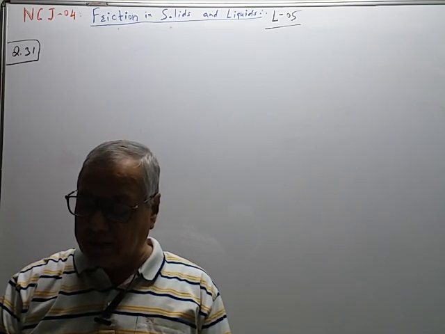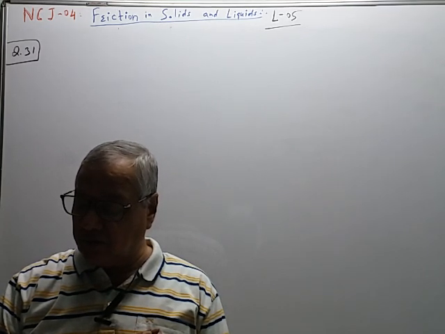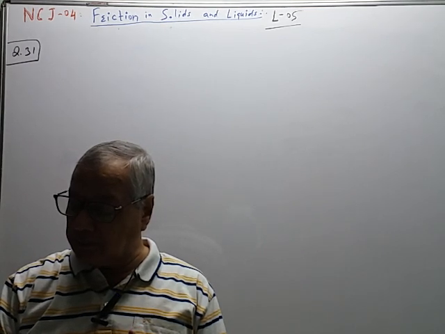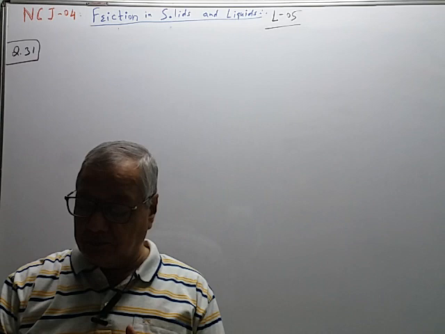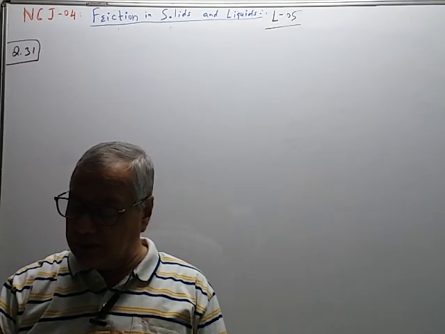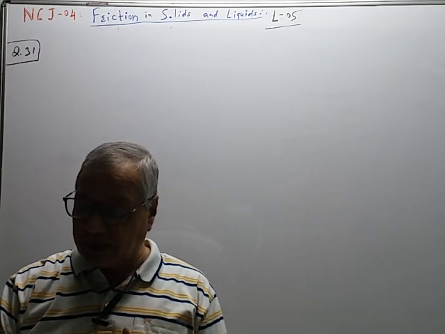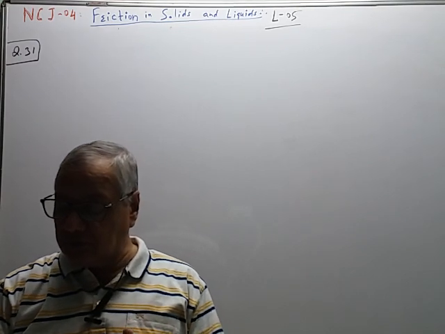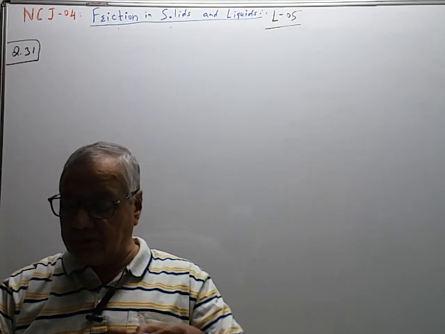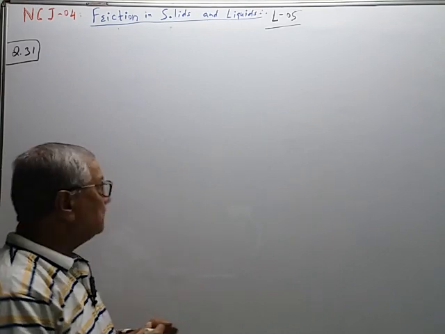A metal plate of area 20 centimeters square is separated from a large plate by a layer of glycerine 1 millimeter thick. The coefficient of viscosity of the glycerin is 20 poise. What is the horizontal force required to keep the plate moving with velocity 2 centimeter per second? So again I will show the arrangement by a figure like this.